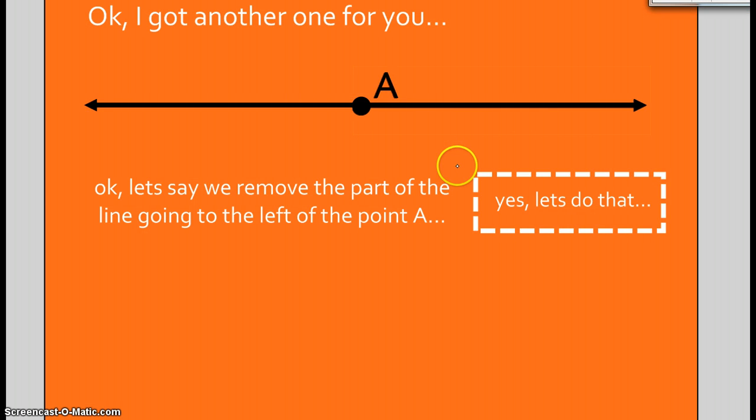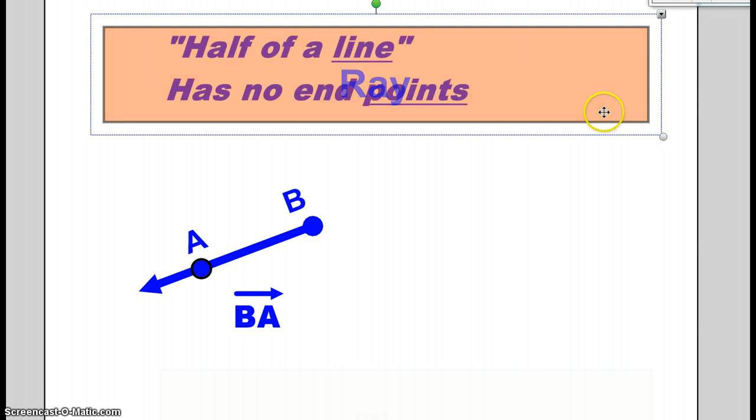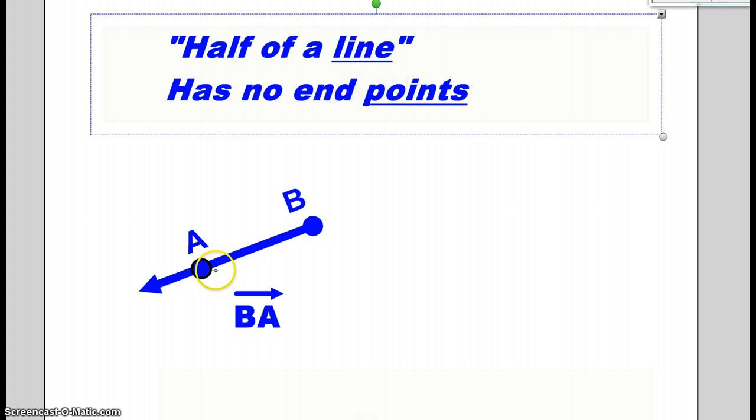So what if we took this same line, had one endpoint, and just removed the other half? Notice that it starts at one point and goes on infinitely in one direction. That's called a ray. It's half of a line with one endpoint. So I start at B, I go in the A direction. This is the notation for ray BA.